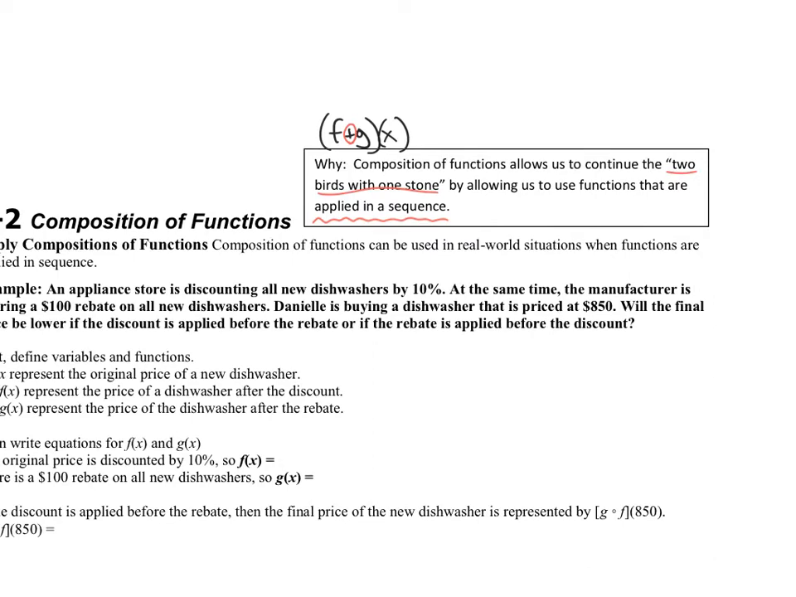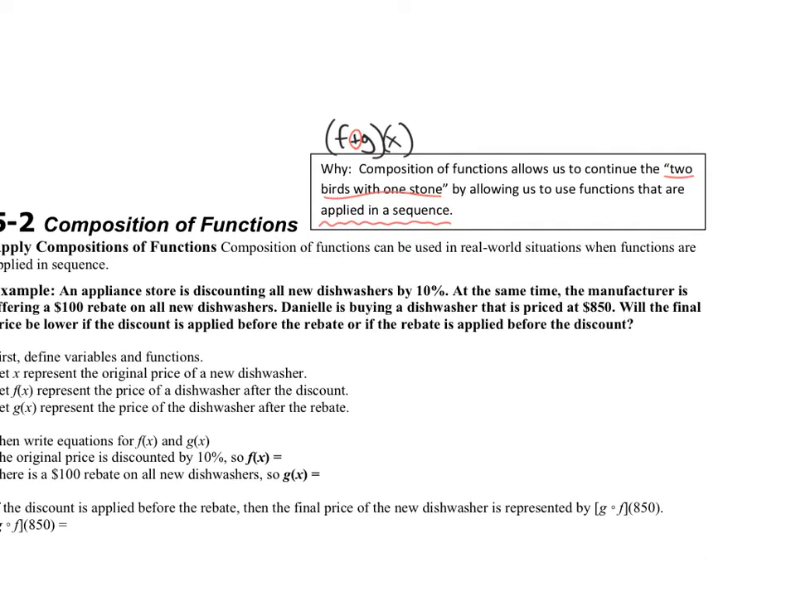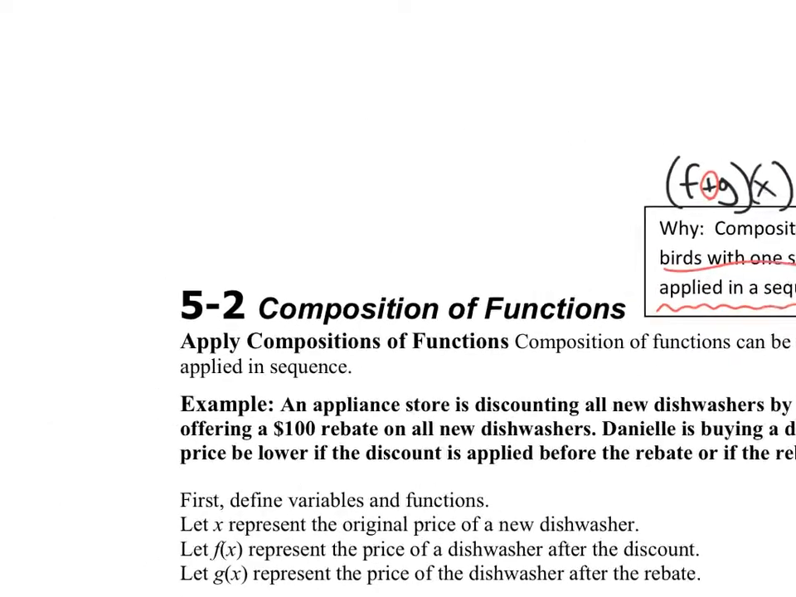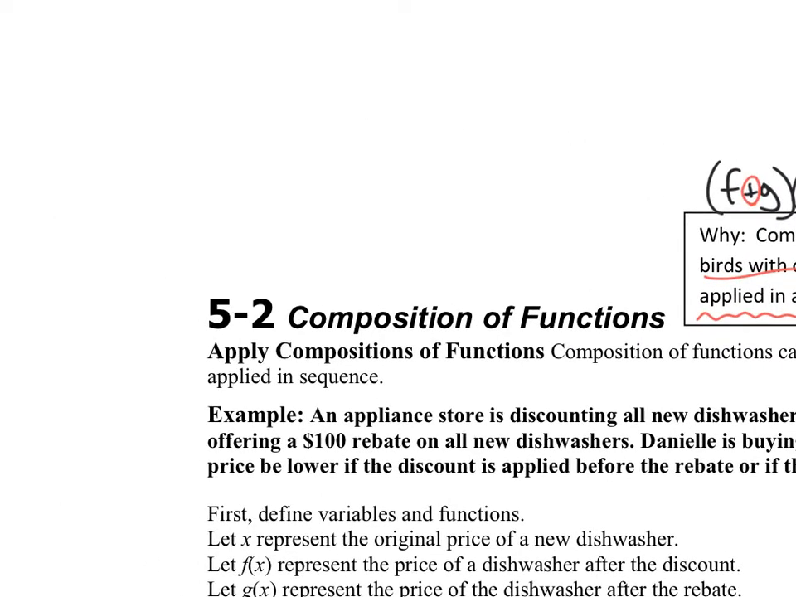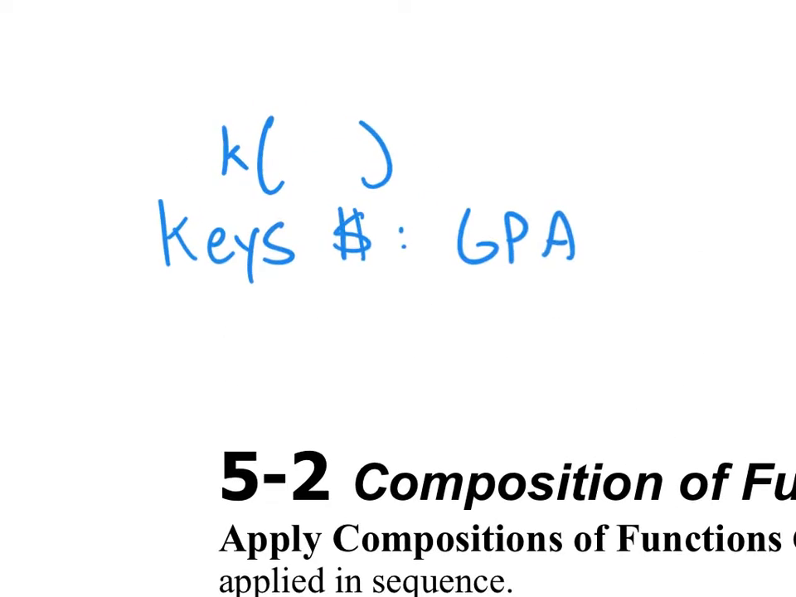A good example to think about would be the way that you get Keys money for in-state schools. There's a certain amount of Keys money that you'll get, but it depends on your GPA. So if I was going to write this out as a function, the way that you earn Keys money would be k of whatever your GPA is.